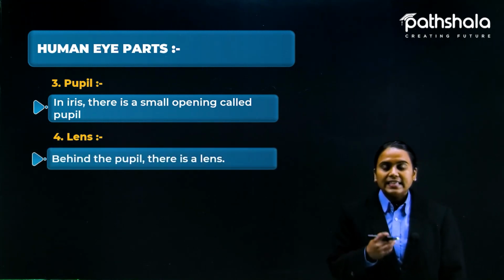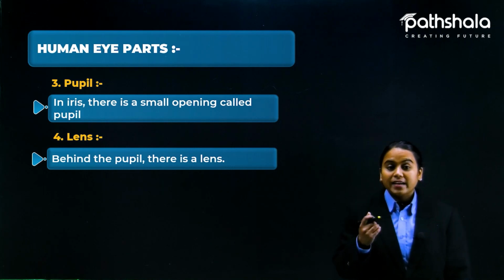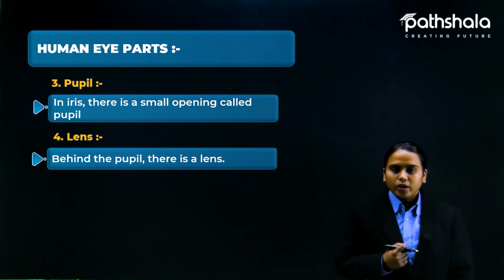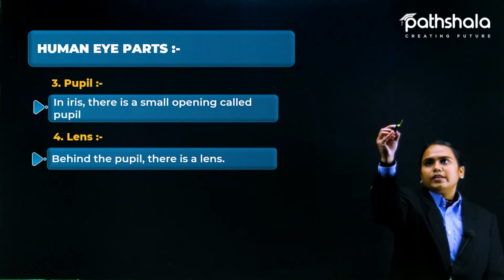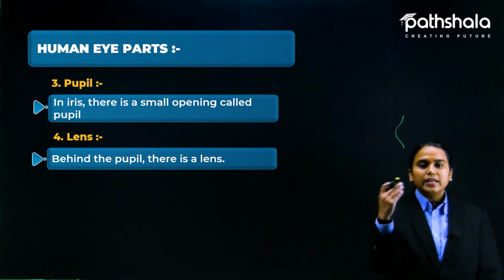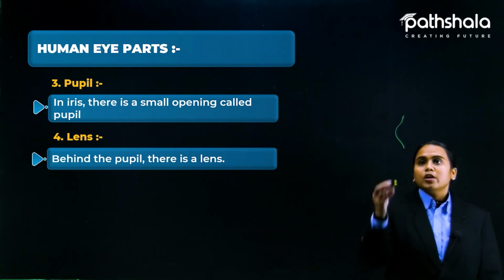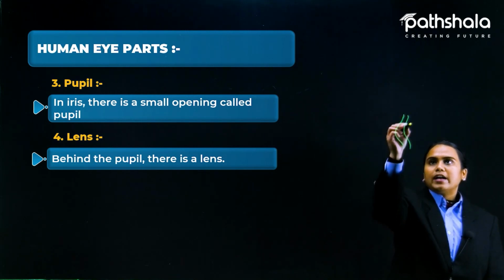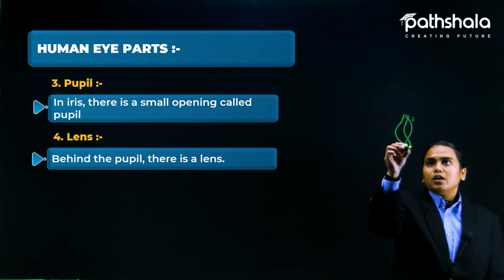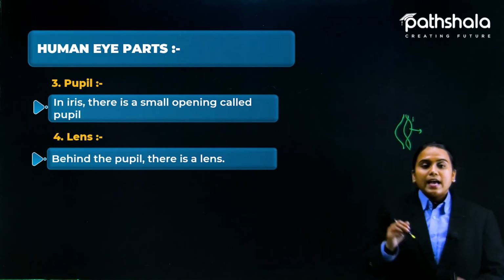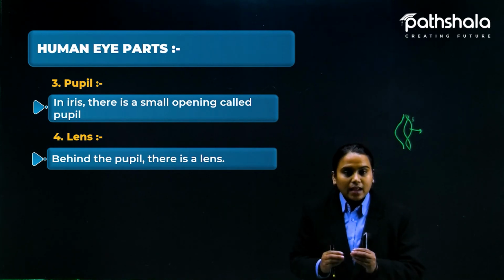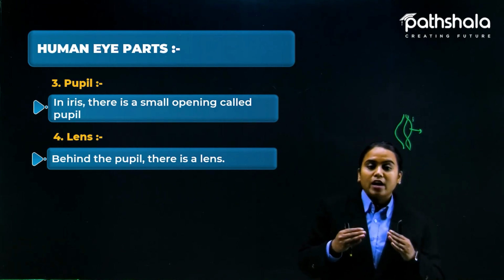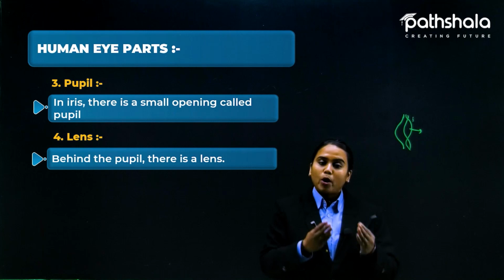So students, the next thing we have is the lens. The lens is a proper lens given to us by nature, and it is situated behind the pupil. Suppose this is the iris part of our eye and we are seeing the eyeball from the side view. At the back of it we have the lens. This lens adjusts itself so that the distance of the object that we are looking at can be focused properly.